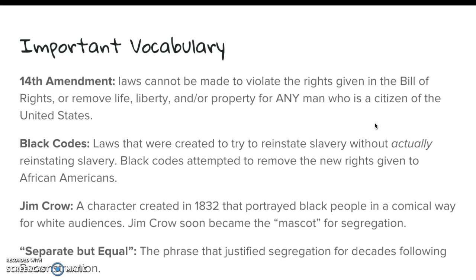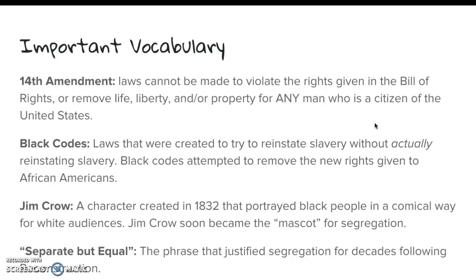So we already learned about the 14th Amendment. That was in the very first lesson of this unit. Remember that the 14th Amendment gave African Americans the rights that are extended under the Bill of Rights because they are now citizens, and it prohibited them from losing life, liberty, and or property. So that's going to be really important when we look at the Jim Crow laws.